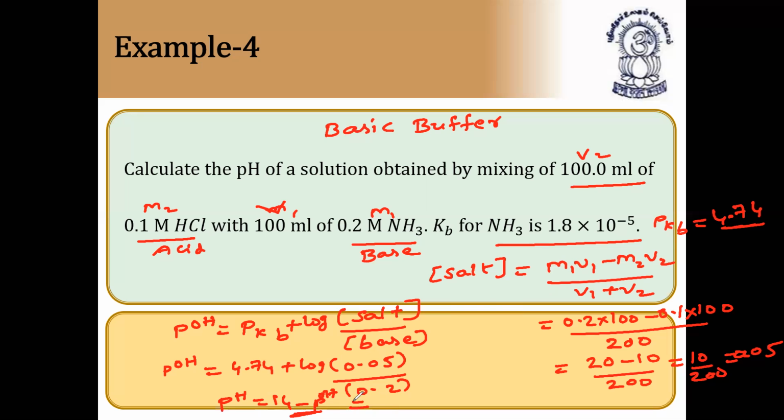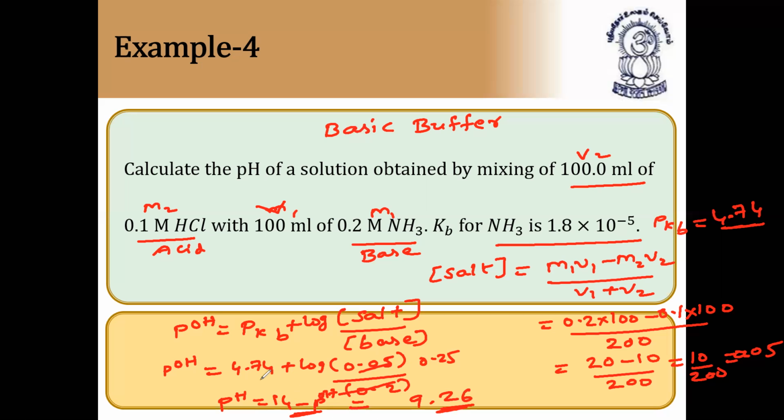14 minus 4.74 is equal to 9.26. So the final answer you'll get is 9.26, because log 0.25 can be neglected, because log 1 itself is 0. It is getting log 0.25 because of how many times it is going? 0.25 times. So log 0.25 is neglected.